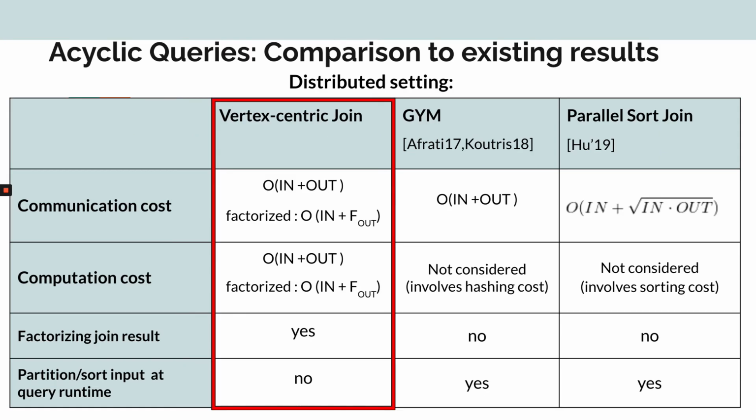This table demonstrates how our acyclic vertex-centric join algorithm compares against the best parallel join algorithms. So here we have hash-based parallel join and a parallel sort join. Both rely on resorting or rehashing the input based on join attributes, which impairs the applicability for ad hoc queries with different join attributes, and also to the scenarios when data is not read-only.